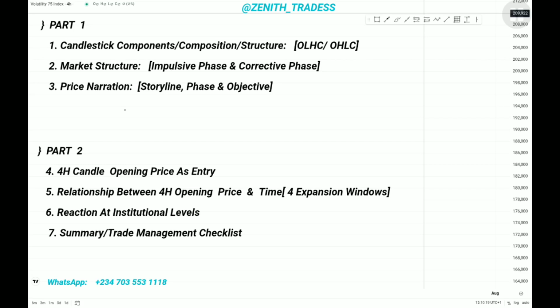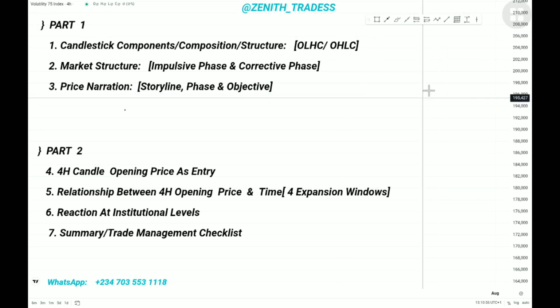That's part one. Then we discuss market structure briefly, price narration, storyline, phase, and objective. All right, 2 and 3 up. I actually have a complete video on 2 and 3. I posted that video on YouTube over a year ago. So I will just discuss them here briefly so that you understand. But if you want to go deeper to understand the market structure and price narration, I will advise you to go back to that video and pay key attention to what I discussed there for you to understand structure properly. But I will do a brief explanation here so that you can understand what I'm saying.